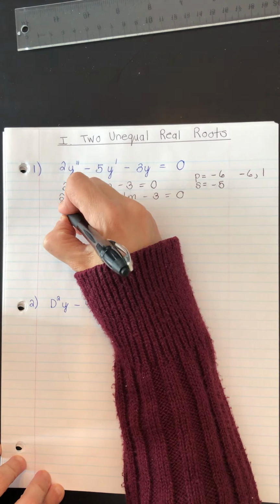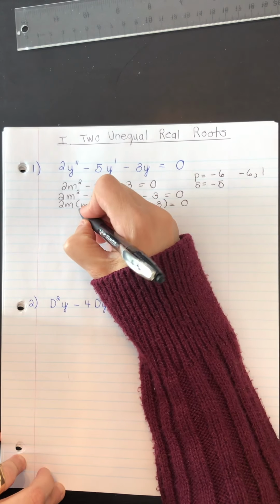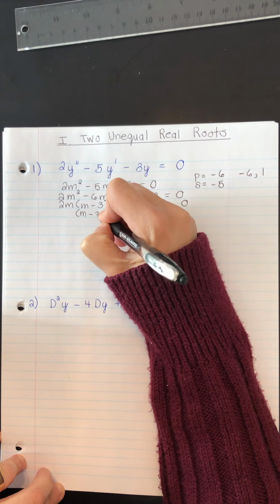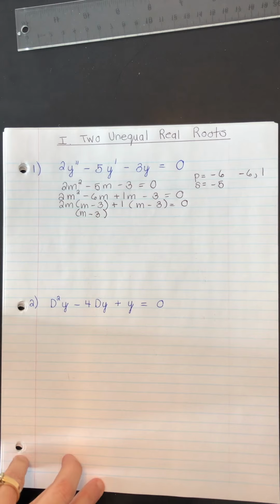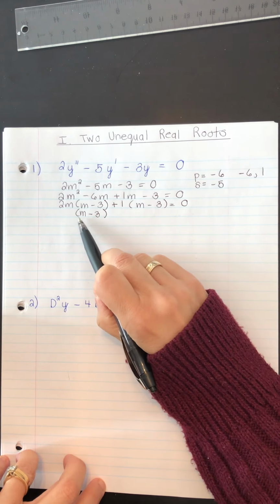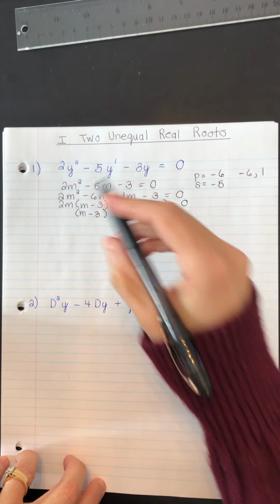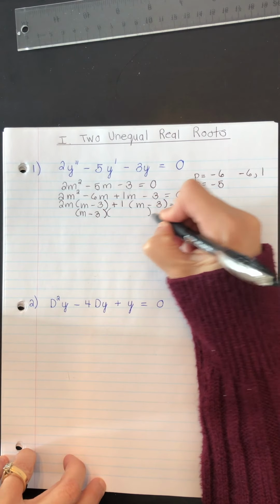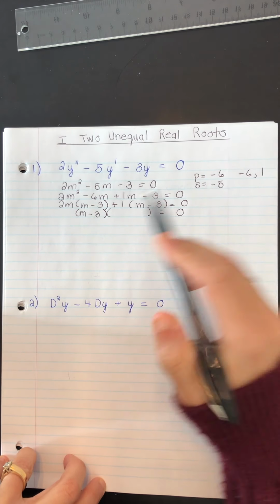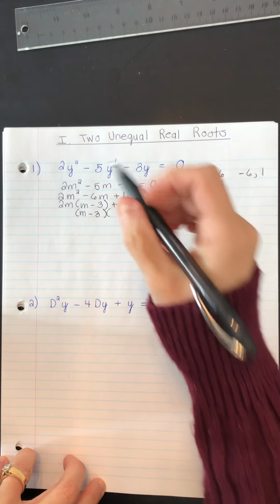These 2 terms match, and they have to. Otherwise something is incorrect. So the common term here is m minus 3. And once that's removed, the second factor will be 2m plus 1.